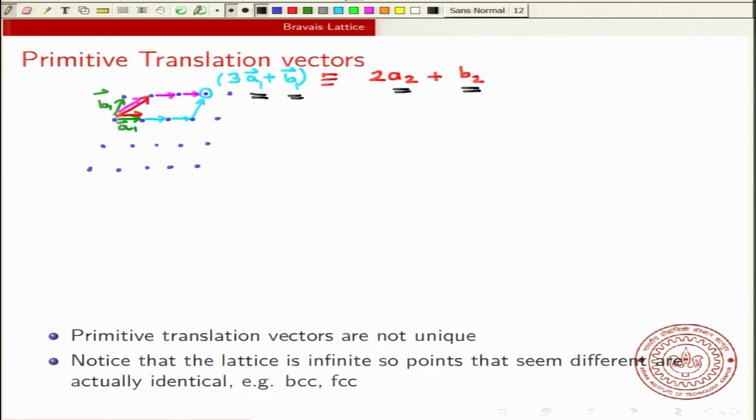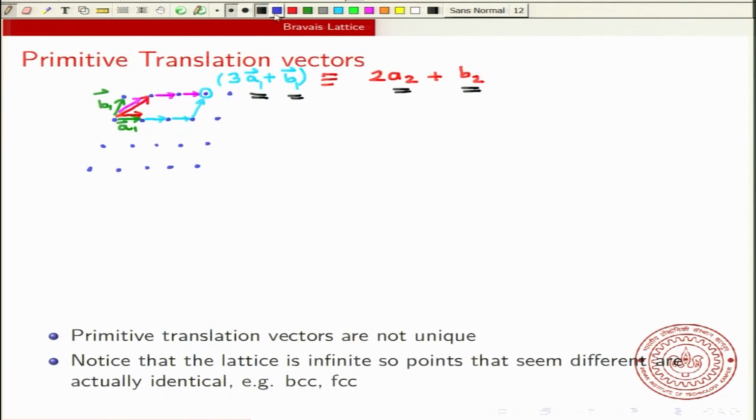What is important is that the lattice is actually infinite. So, the points extend everywhere in space. The other thing to keep in mind is that since the lattice is infinite, points that might look different are actually identical. So, let us take a very typical example.